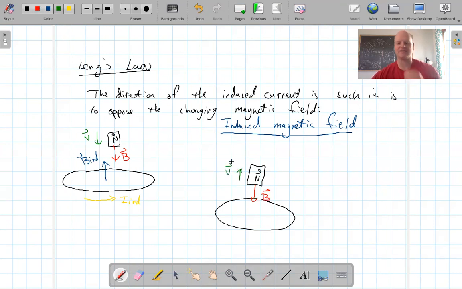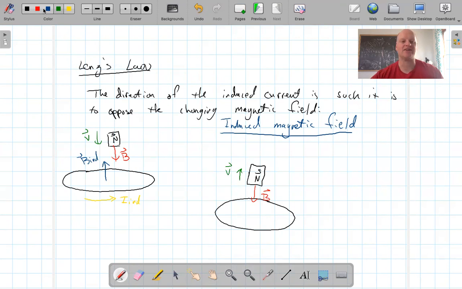What's going to happen in this case? Well, now, the external magnetic field still points downward, but as I'm pulling the magnet upward, it's going to cause this magnetic field to decrease, or more appropriately, it's going to cause the flux to decrease. Now, the wire doesn't want the flux to decrease, it wants the flux to remain the same.